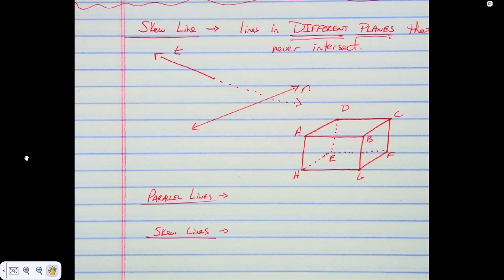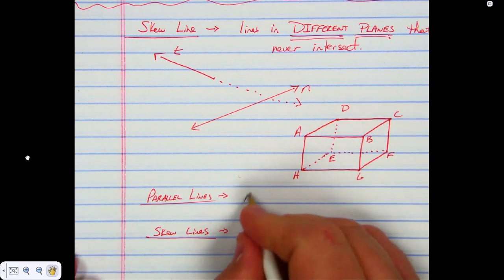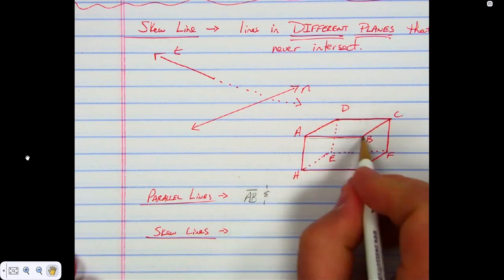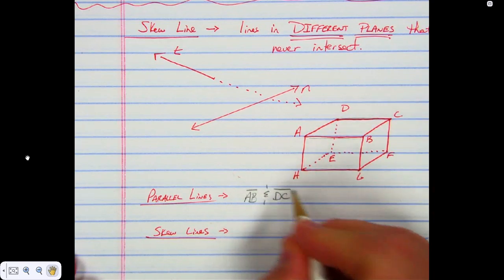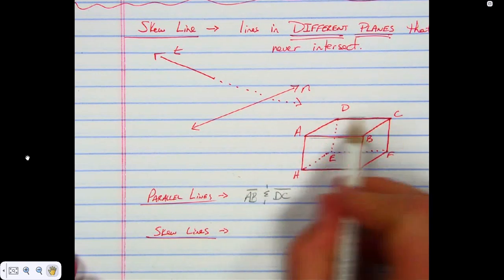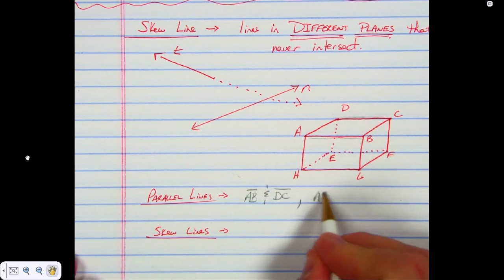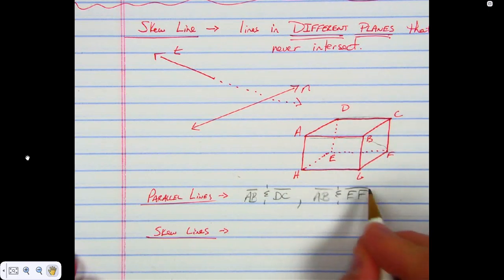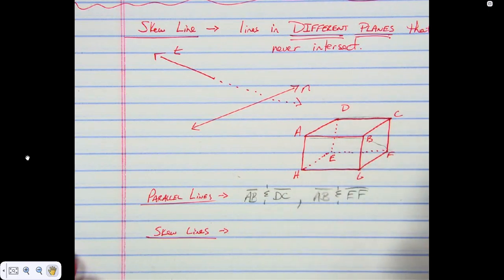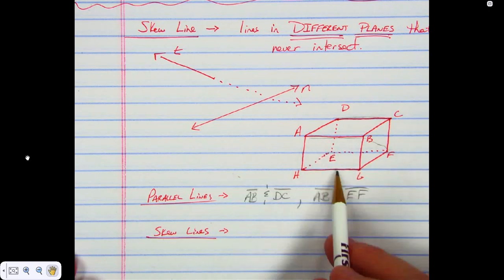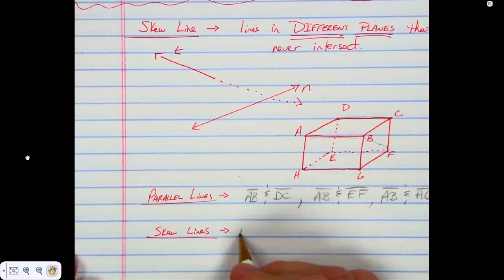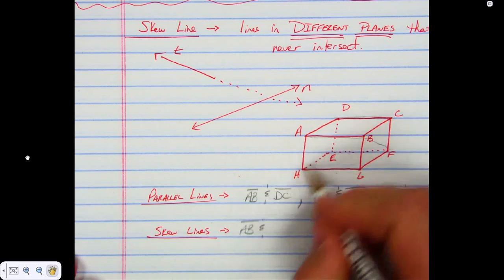So with that in mind, examples of parallel lines: we said AB and what? DC? Right? We said those were parallel. And we also said that AB, and then we did the cross section right through here, and EF were parallel. Now, are there a lot more? You better believe it, there's a lot more. AB is also parallel to HG. And then skew lines, we talked about AB and what did I say, HE?